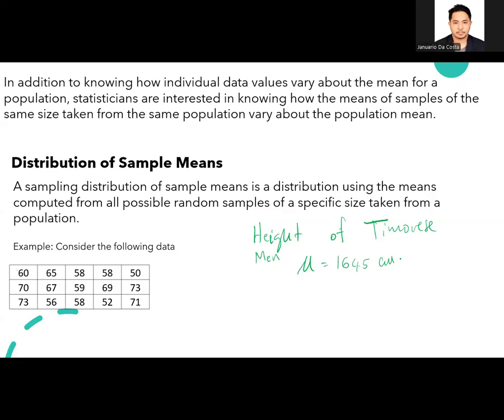But then you can also get this data. Okay, so this is the true value. This is the actual true value of the population, right?